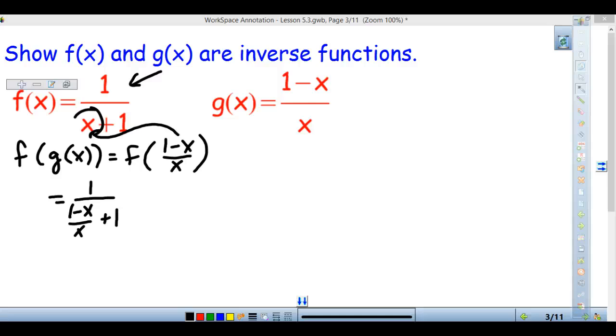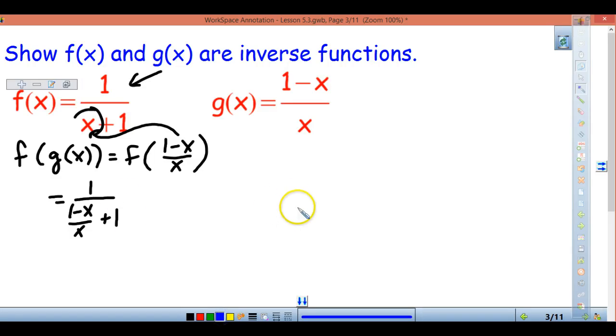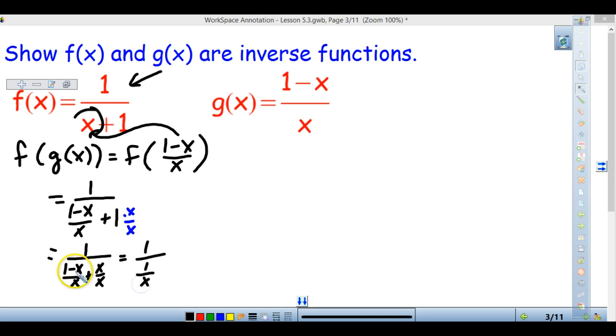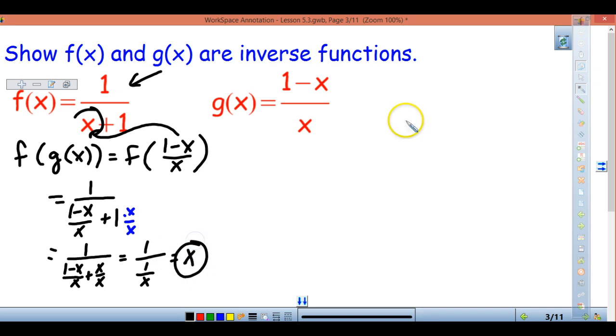You do need to show the simplifying steps. You can't just say, bam, this equals x, because you want whoever is reading this to understand where your work is coming from. So I have some rational expressions in the bottom there, so I need to get a common denominator. All right, so in the bottom there, when I combine these two, the x's end up canceling, and I end up with 1 over x, because 1 minus x plus x, the x's cancel, so just 1 over x. And 1 over 1 over x is just equal to x.